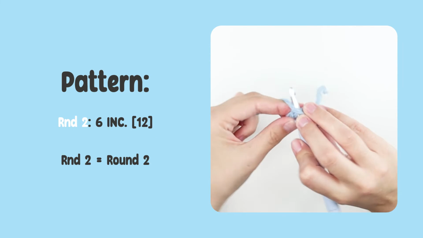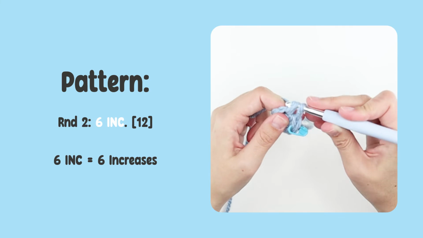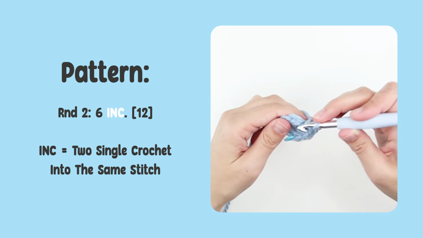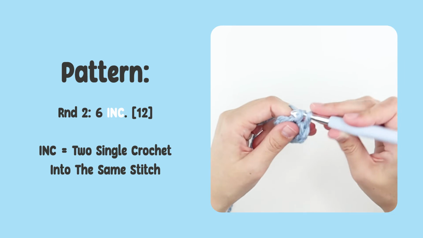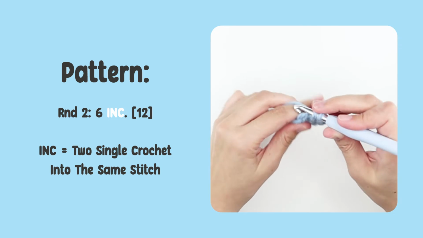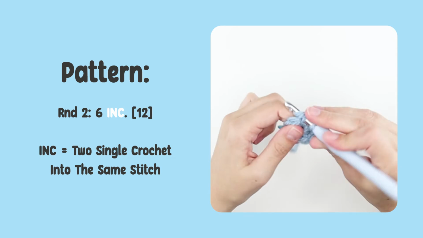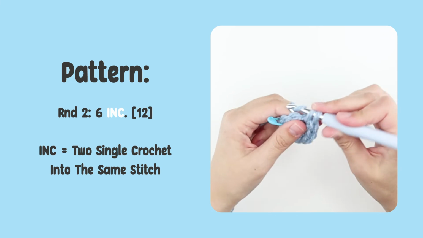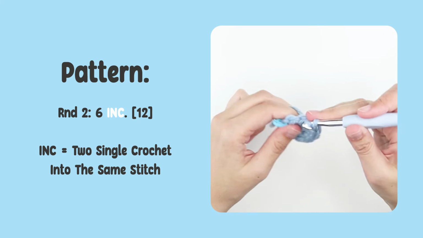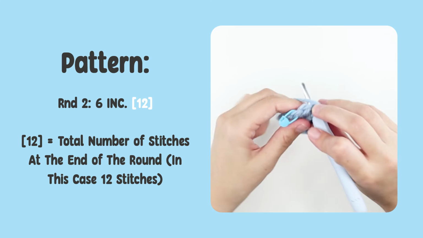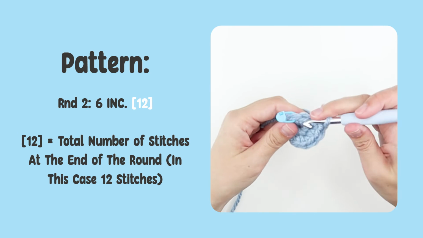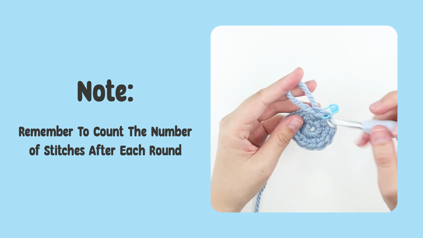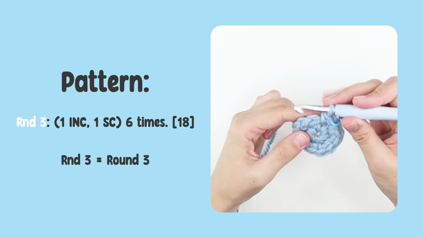Let's make the second round. 6 INC means to make 6 increases. Increases means crocheting 2 single crochet into the same stitch. Since we had 6 single crochets in the first round, now we need to make an increase in every stitch. That will increase the total number of stitches. Let's look at the number in the square brackets. It's 12. Count your stitches on the crochet piece. It's supposed to be 12 at the end of the second round.